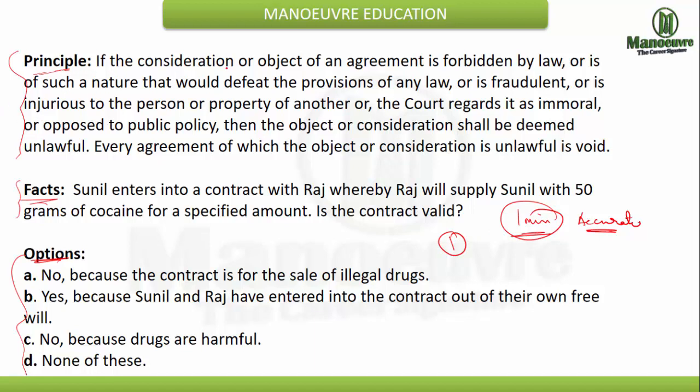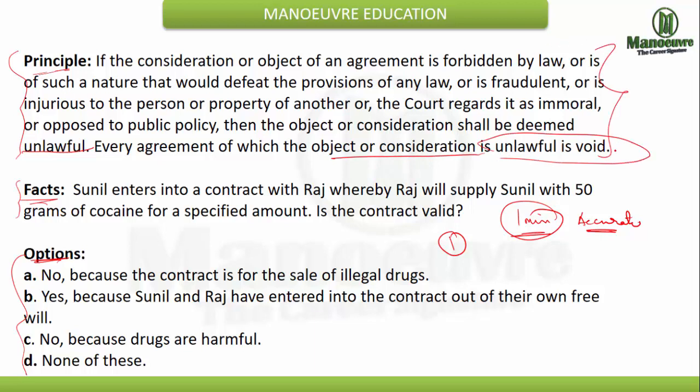Principle: if the consideration or object of an agreement is forbidden by law, or is of such a nature that it would defeat the provisions of any law, or is fraudulent, or is injurious to the person or property of another, or the court regards it as immoral or opposed to public policy, then the object of consideration shall be deemed unlawful. Every agreement of which the object of consideration is unlawful is void.